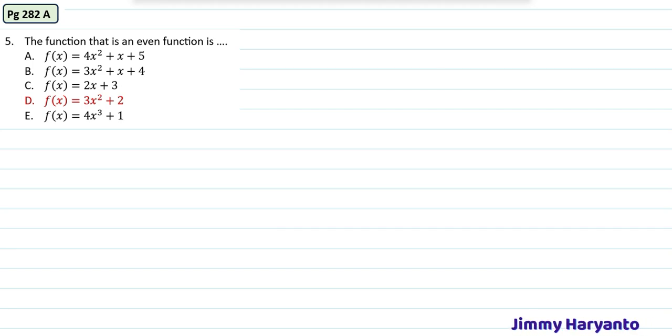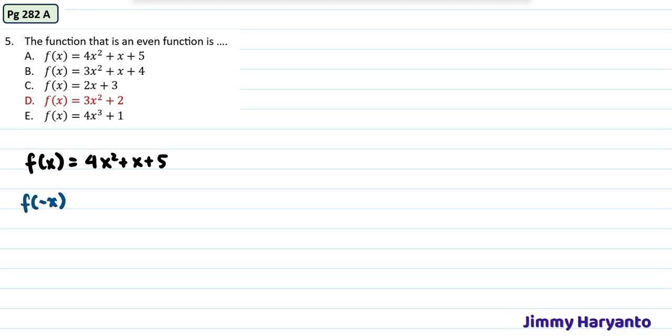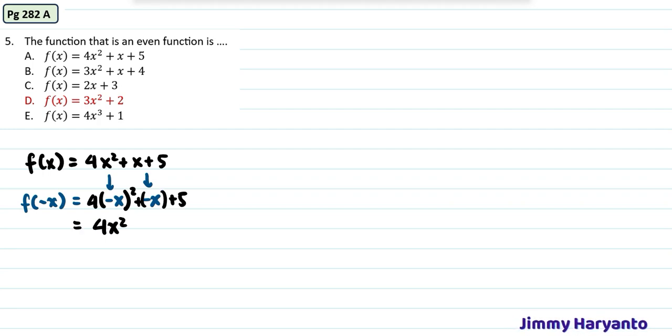Okay, next one is even function. For even functions, you only have to prepare the f negative x. So 4x squared plus x plus 5. That means you replace the x with negative x, this one with negative x also. Okay, so we have 4 times x squared plus negative x and then plus 5, like this. So you'll have 4x squared minus x plus 5.